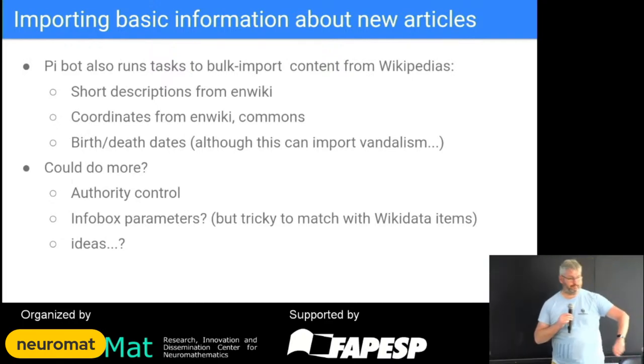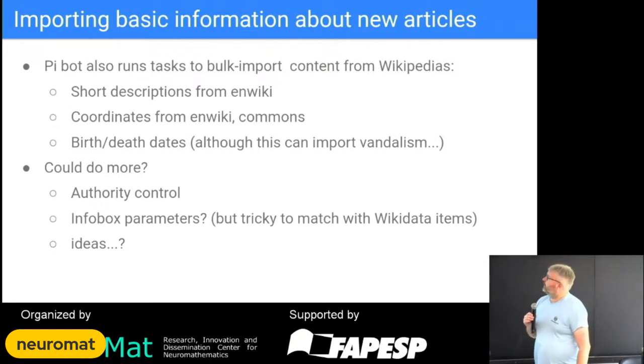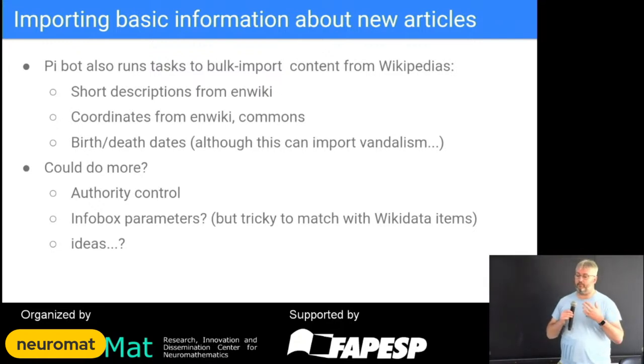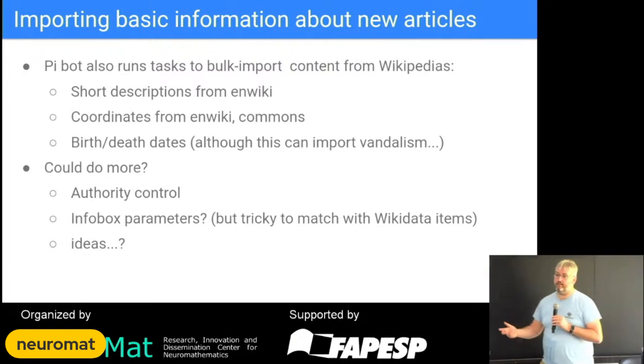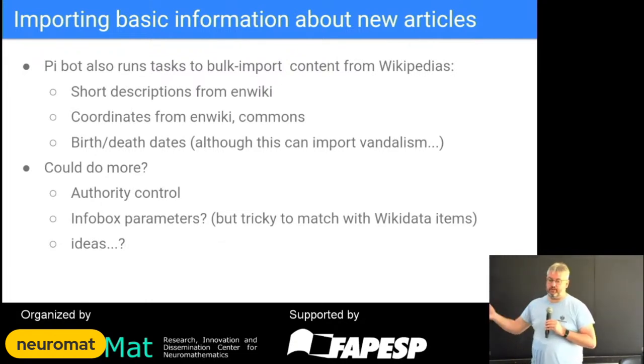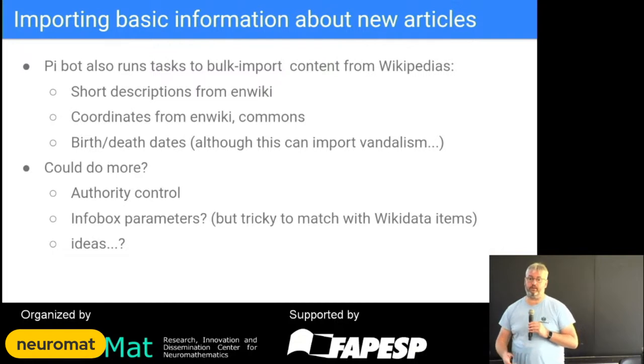Good. Okay, so that's some of the basics of what PyBot can get from the page title, from the article itself on its first pass. There are then other scripts it runs. On English Wikipedia, for example, there are short descriptions. They were originally using Wikidata, just pulling the descriptions onto Wikipedia, but there wasn't visibility amongst the English Wikipedia community for that.